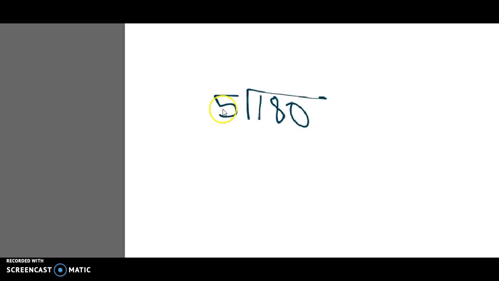We should already know how to walk through the division. How many times can 5 go into 1? 0 times, so we're going to go into 18. How many times can 5 go into 18? That should be 3 times. And then 5 times 3 is going to be 15. We subtract: 8 minus 5 is going to be 3. 1 minus 1 is 0, so we don't need to write that. And then we bring down the 0.